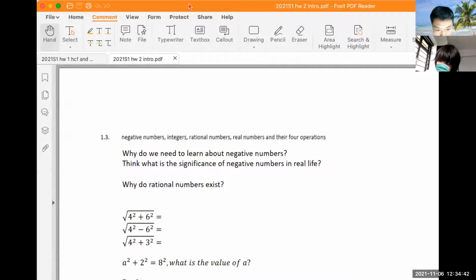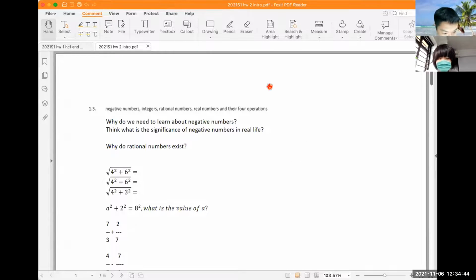materials. This is homework 2. Let me share it first. I have not shared yet. Let me share the PDF. Can you see the PDF? All right, I think you can see it already.